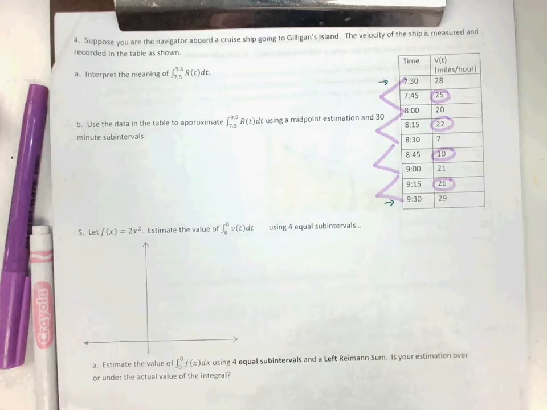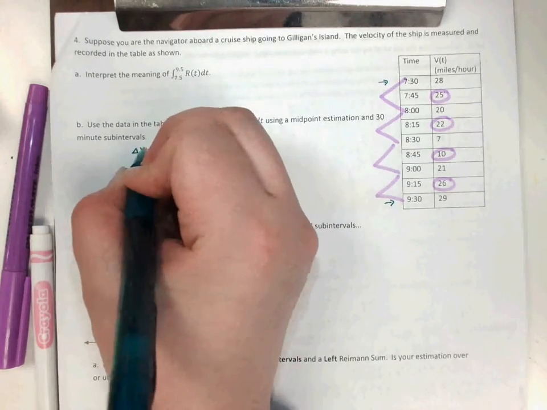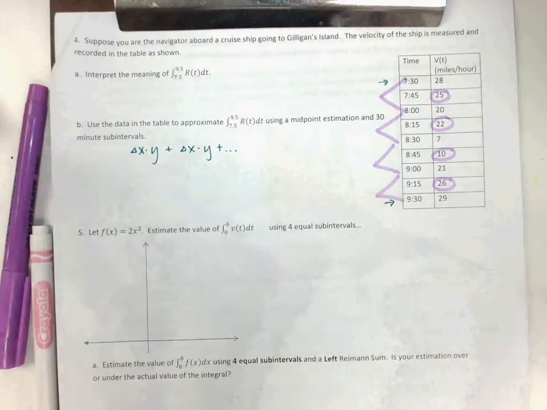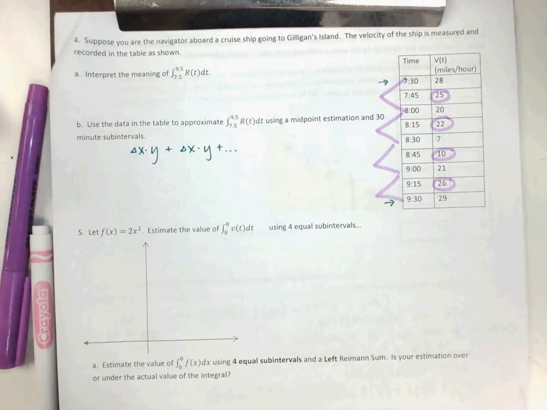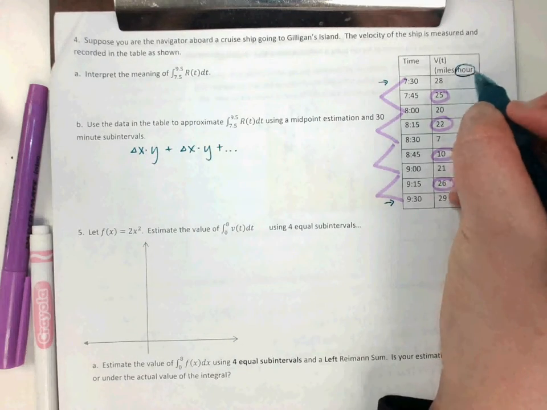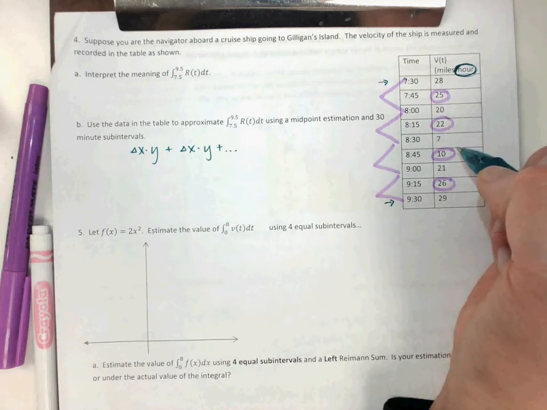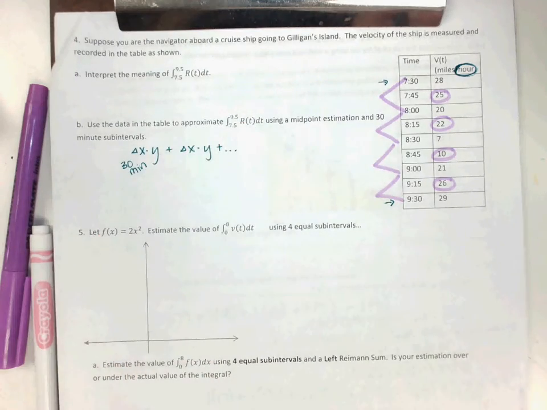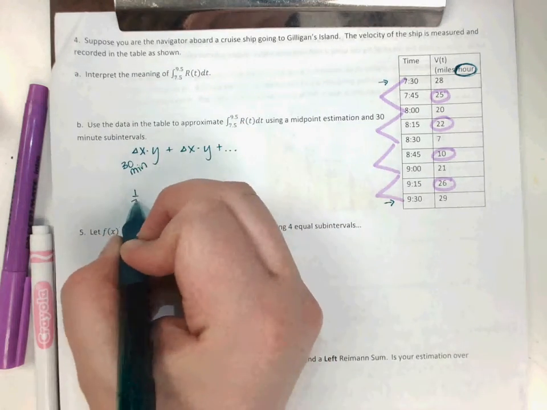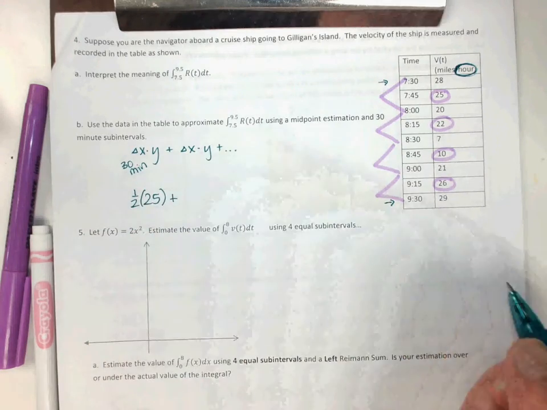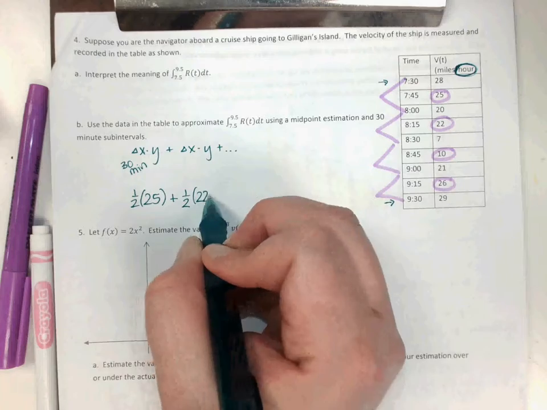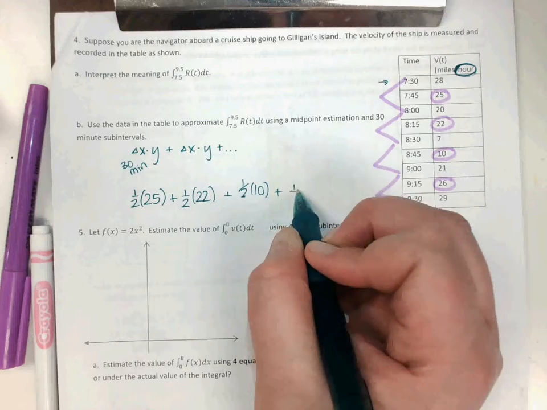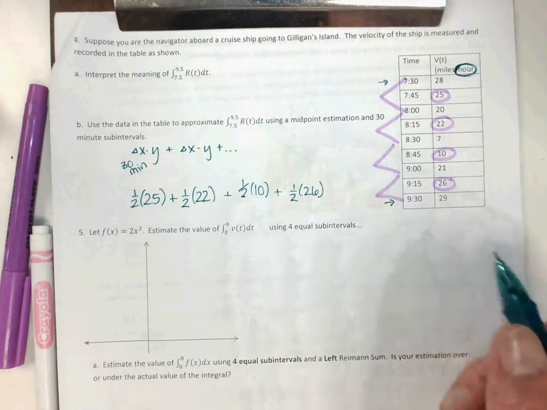So when I do my midpoint sum, remember that it's delta x times y. Delta x times y plus ... What will my delta x be if my table is in miles per hour? 0.5. Because how much is 30 minutes, but I'm counting in hours? Half. So it would be a half times 25 plus a half times 22 plus a half times 10 plus a half times 26. Make sense?